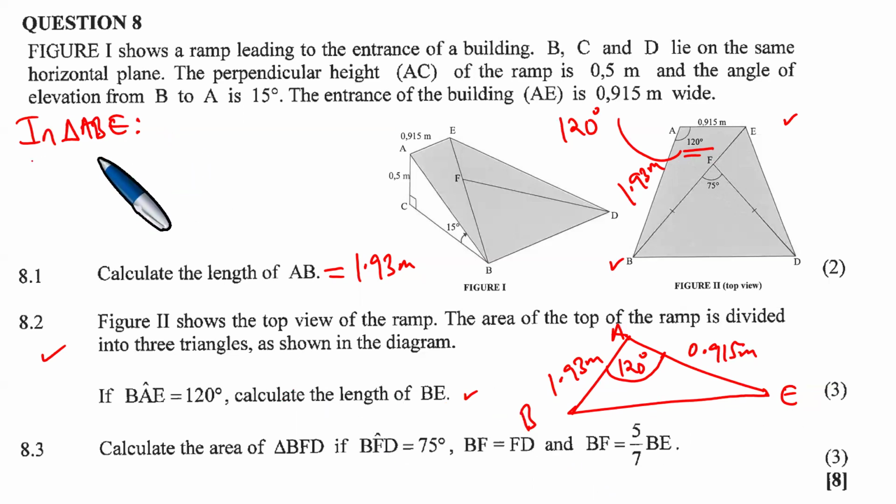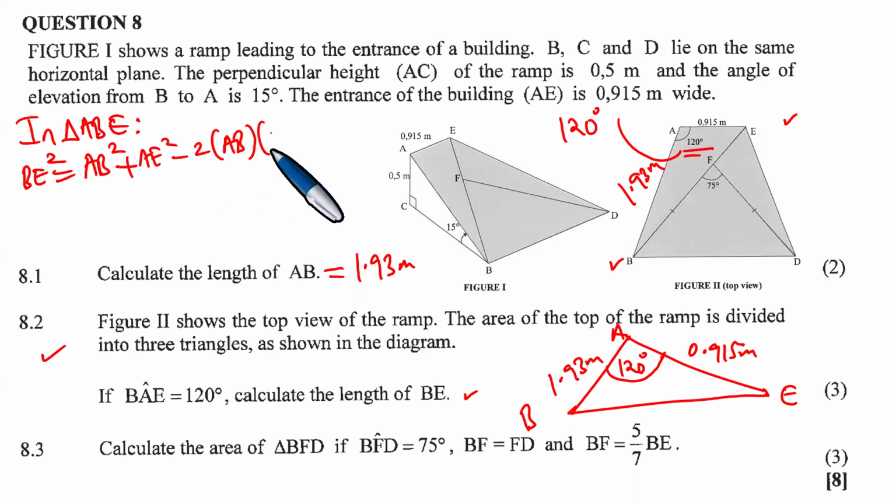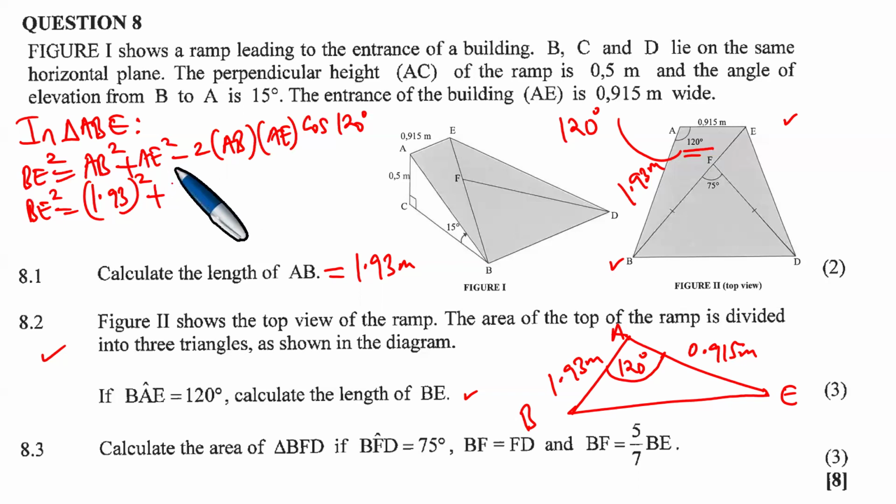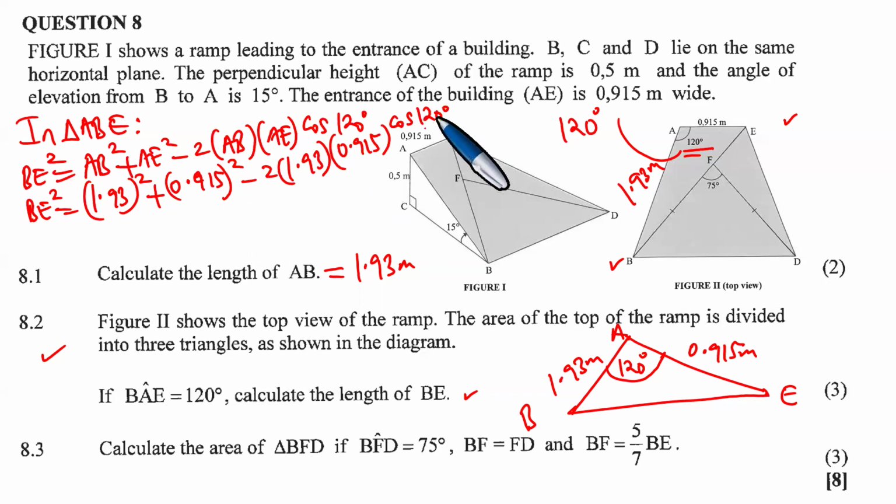So we say BE squared is equal to AB squared plus AE squared minus 2 AB AE cosine 120 degrees. What is AB? 1.93 squared. AE is 0.915. 2, AB is 1.93, AE is 0.915, cosine 120 degrees, meaning BE squared equals what?